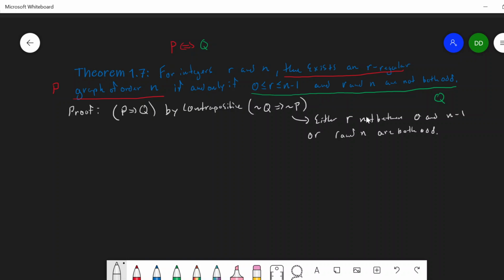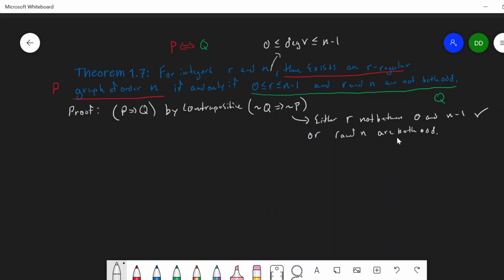So let's see. This condition that R is between 0 and n minus 1 is a given. They mention this in the proof, right? The degree of any vertex in a graph is always between 0 and n minus 1. It's 0 if it's an isolated vertex, and its degree is n minus 1 if it's adjacent to all other vertices. So this is always the case, and this condition is kind of silly. If R is not between 0 and n minus 1, of course there's not an R-regular graph of order n. The degrees just don't make sense. And so this part is proven. There's not much to show there.